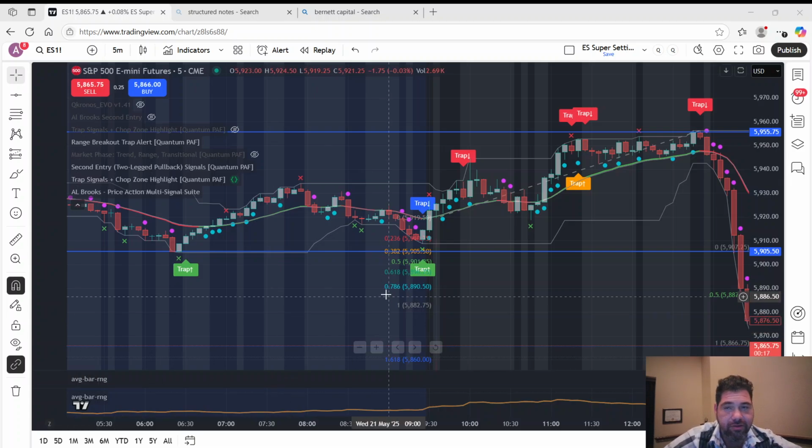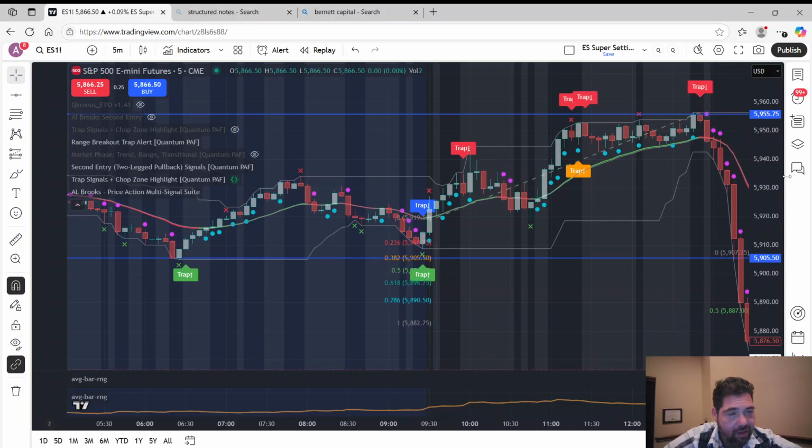Okay, what you're looking at here is the S&P E-mini 5-minute chart for today, May 21st. It's a Wednesday. We had a steep sell-off toward the second half of the session due to rising treasury rates. And I just want to walk you through the chart and show you what can be done when you're in a trading range environment.